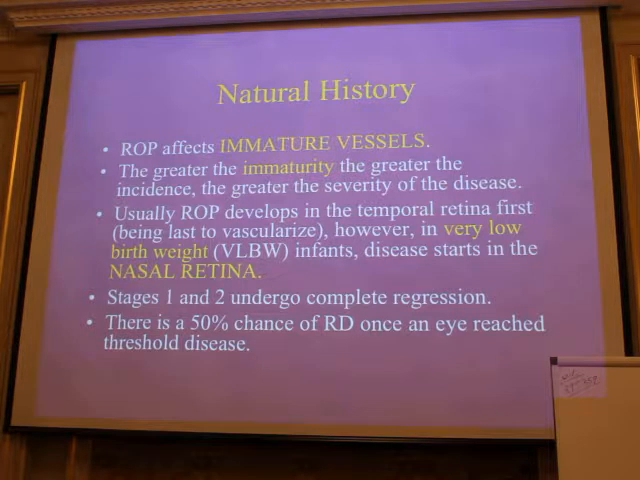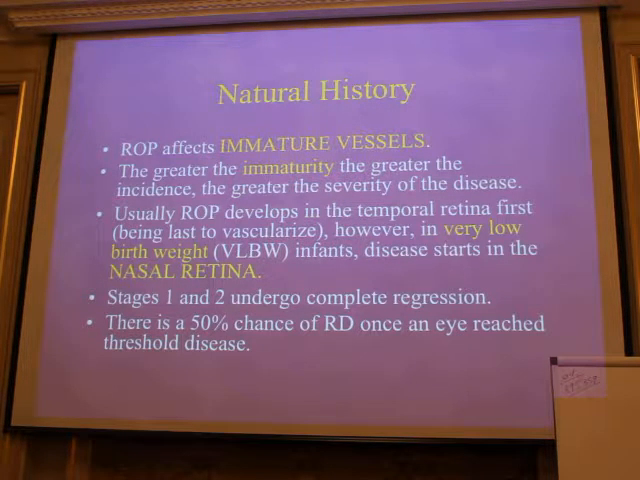Now, ROP affects, of course, immature vessels. The greater the immaturity, the more the severity. And as I said, usually it is with very low birth weight infants. So it develops first, one should examine, of course, the temporal periphery first. And if the temporal periphery is fine, one should be okay.